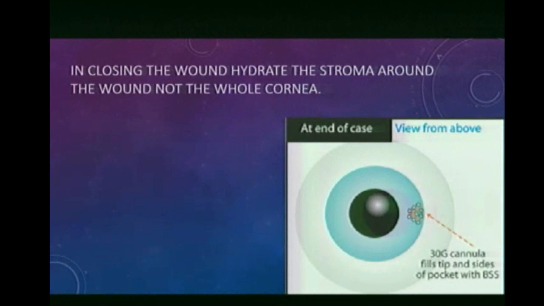At the end, when you want to close the wound, only stromal hydrate the wound itself. Don't hydrate the whole cornea. Don't hydrate the cornea to reach the center of the cornea. Only hydrate around the wound. Every wound has two edges, two limbs, one here and one here. You should hydrate both ends, and sometimes the center, but don't hydrate up to the center of the cornea.